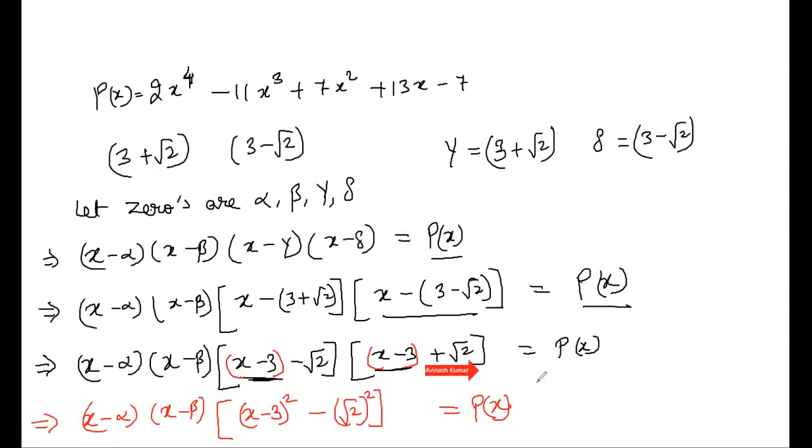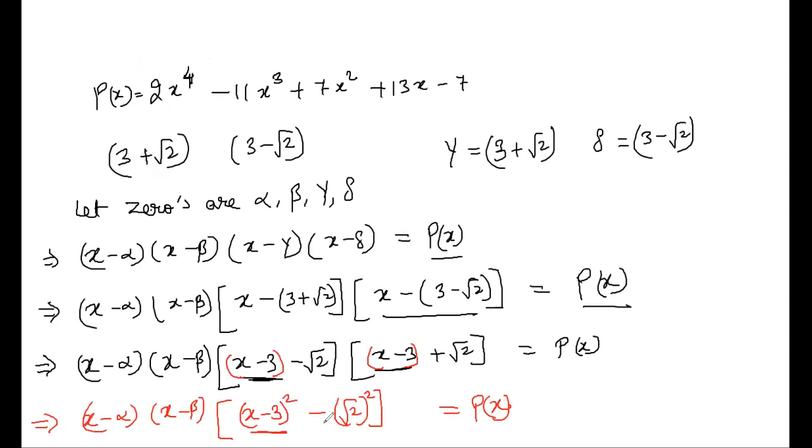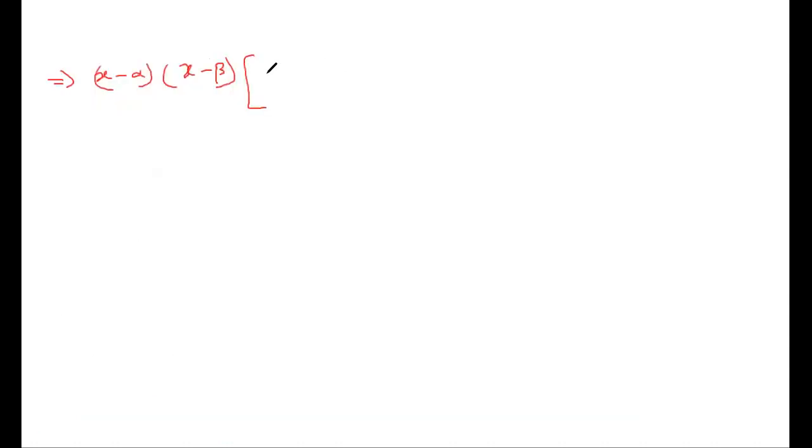So let's solve further. We have x minus alpha, x minus beta, and inside the bracket we have x minus 3 whole square, right? So first we will open that. a minus b whole square is equal to a square plus b square minus 2ab.